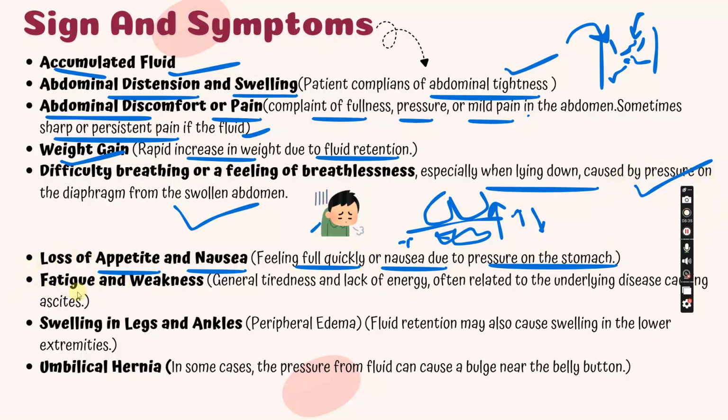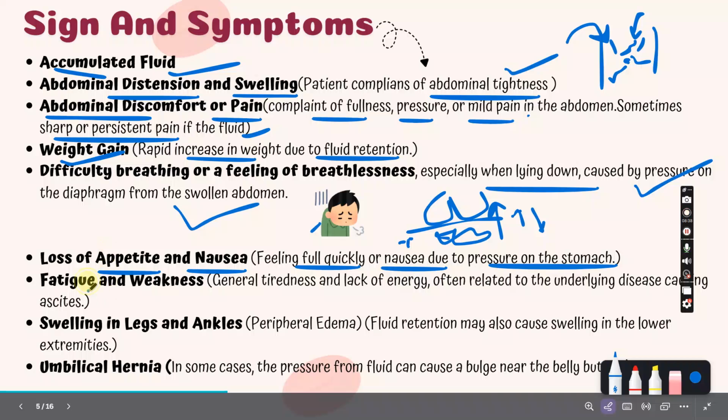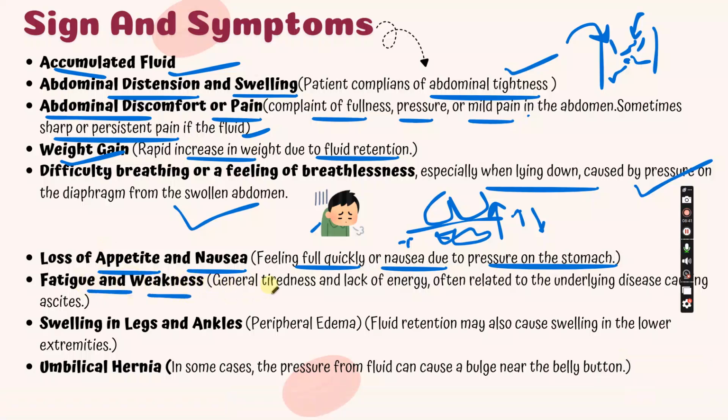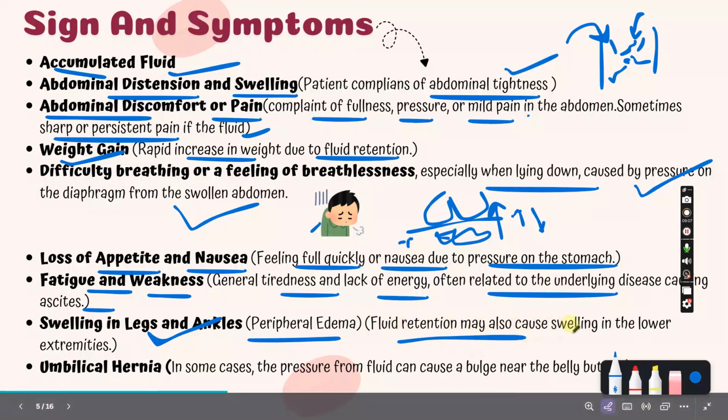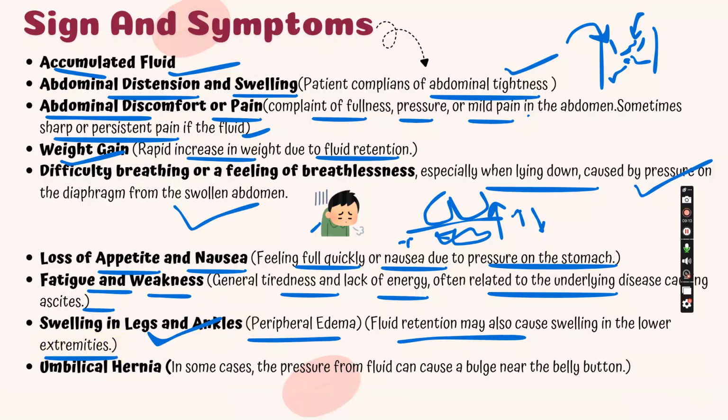Okay. Next is fatigue and weakness. That is general tiredness, lack of energy, often related to the underlying disease that is causing ascites. So due to the underlying disease, fatigue and weakness are the obvious signs. Okay, next is swelling in the legs and ankles. Here we will observe peripheral edema, that is fluid accumulation or swelling around the limbs. Fluid retention may also cause swelling in the lower extremities. Ankle edema and peripheral edema are also observed in the patient due to the fluid accumulation or fluid retention.